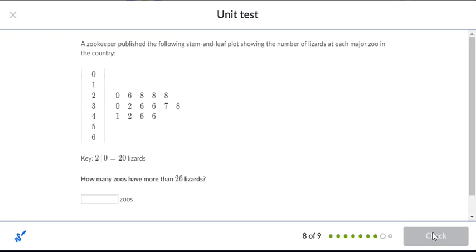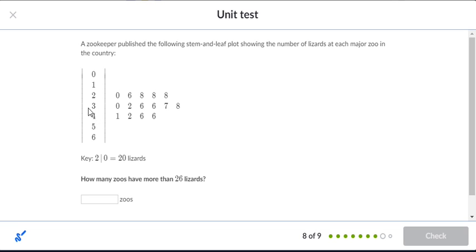Next one. Okay, a zookeeper published the following stem and leaf plot showing the number of lizards at each major zoo. Now again, remember with the stem and leaf, it's a quick way to arrange your numbers without writing a full and complete number. The zeros here are like your single numbers. The 1 is like your teens, like 11, 12, 13, 14. The 2 is like your numbers in the 20s. So this is 20, 26, 28, 28, and 28.